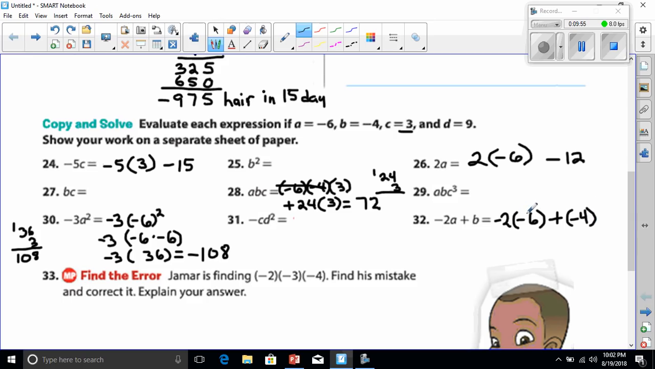Well, in PEMDAS, multiplication comes before addition, so we will do negative 2 times negative 6 first. 2 times 6 is 12. And a negative times a negative is a positive. Now we're going to take this and add it to negative 4. Well, remember, anytime we have a symbol outside, we can state that it's really a positive 1 there. And a positive times a negative, that's going to give us a negative number. And 1 times 4 is 4. So now we have 12 minus 4, and that's going to equal 8.